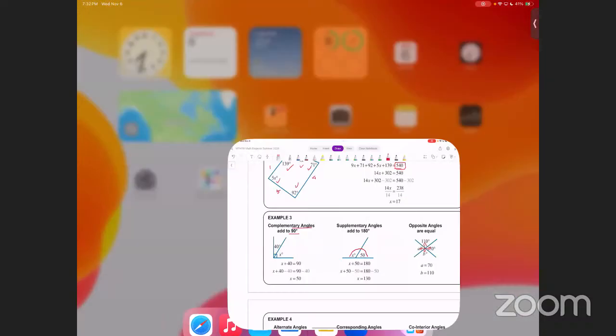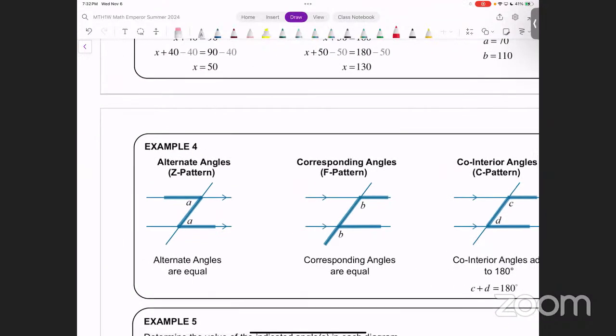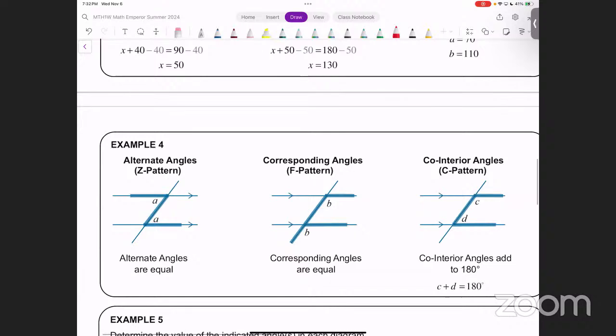The other properties you have learned are the C pattern and F pattern. How many of you can recall the C pattern and F pattern, or C angle and F angle? Do you guys remember? All right. The C angle and F angle only work when 2 lines are parallel. If 2 lines are parallel, we get a little shape, and the angles on the corners of the C side are equal. We call this alternate angles.